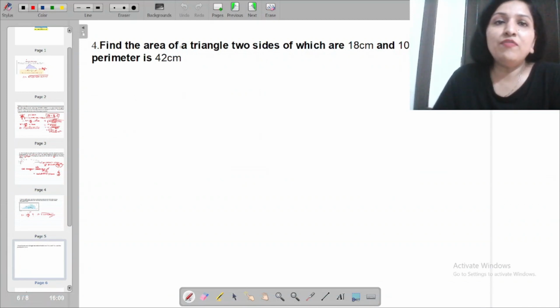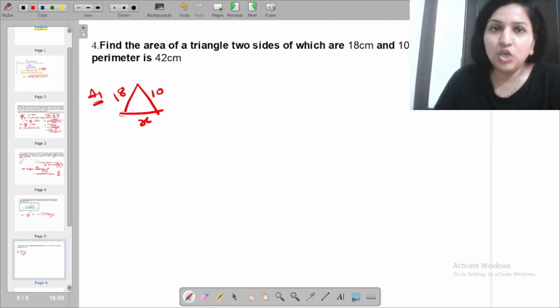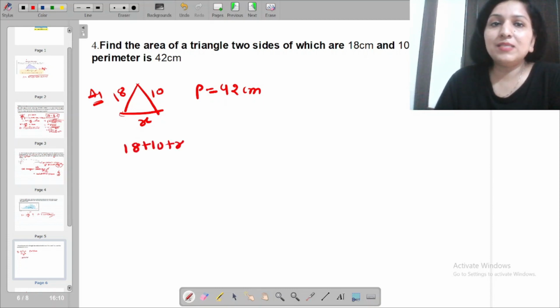It says you have to find the area of a triangle. 2 of the sides are 18 and 10 and the perimeter is 42. It's a common sense. If I am talking about a triangle, okay, it has 3 sides. Let's say this is 18, this one is 10. Third, we do not know. It's not given. But the perimeter is given to us, which is 42 centimeter. How do we find the perimeter of a triangle? That is the sum of 3 sides. So that means 18 plus 10 plus x. The value of this one is given 42.